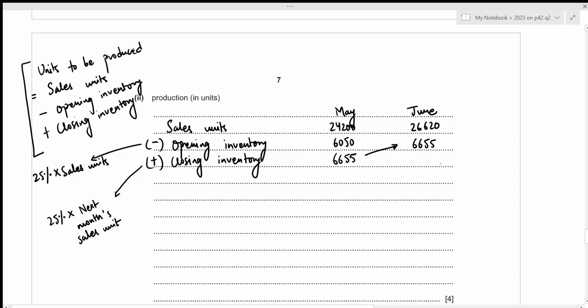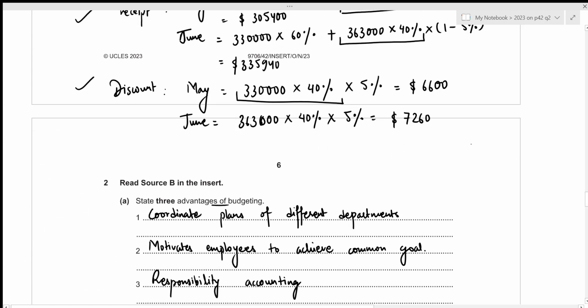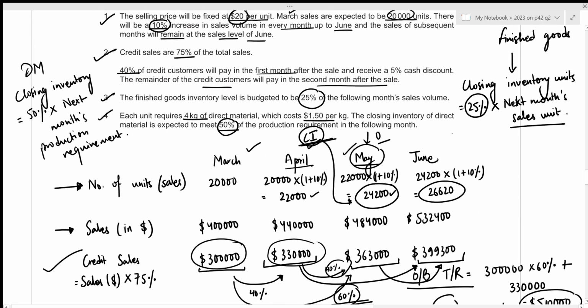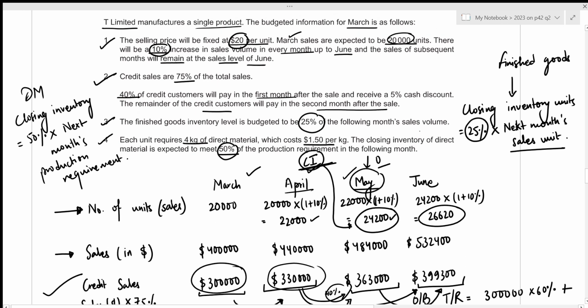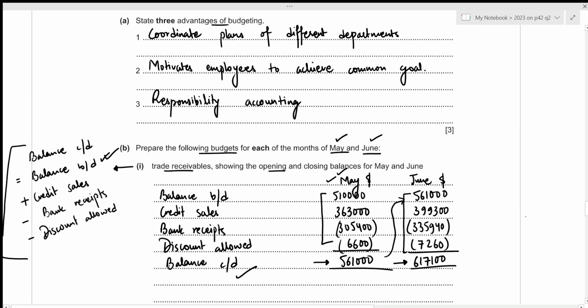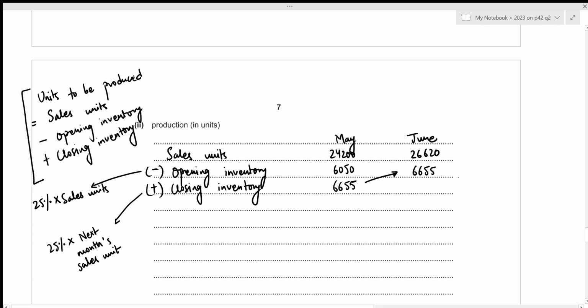Now we also need to calculate the closing inventory for the month of June, but we only calculated our sales units till the month of June itself. But the criteria given was that the sales of the subsequent months will remain at the sales level of June. So in the month of July as well, our number of units is 26,620, which means that the closing inventory for the month of June is going to be 25% of 26,620, which again results in 6,655. So the opening inventory and the closing inventory in the month of June is going to be same. And we need to subtract the opening inventory.